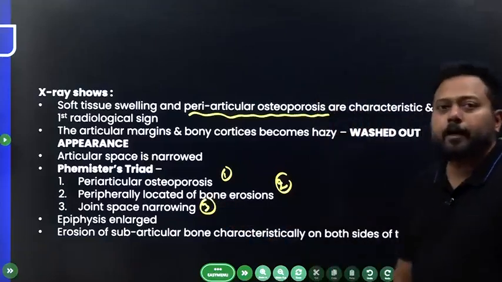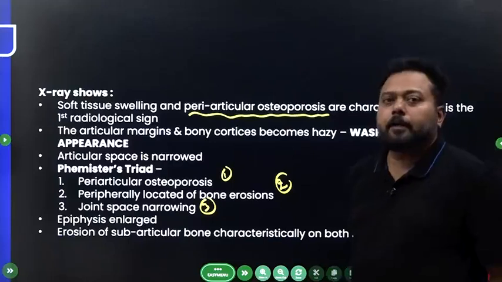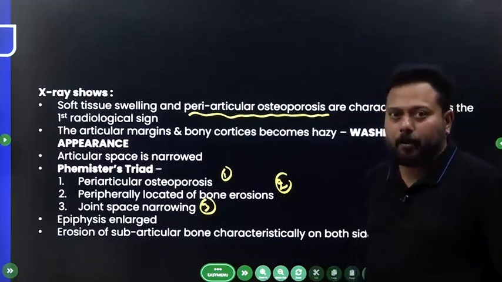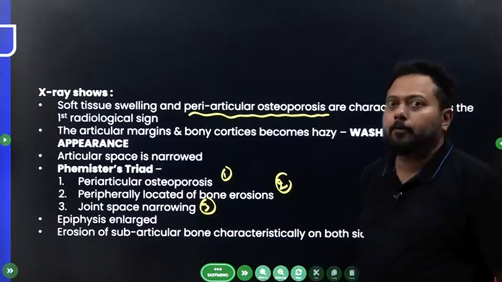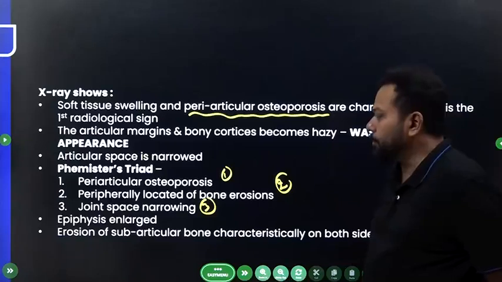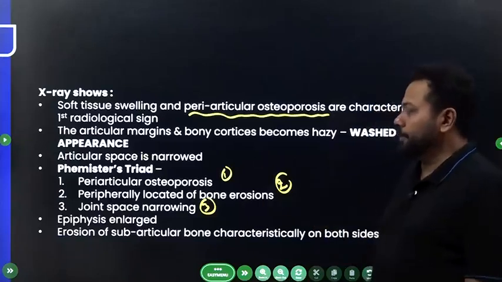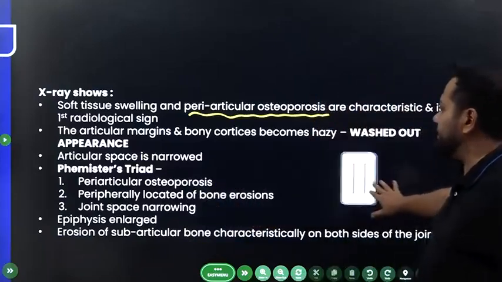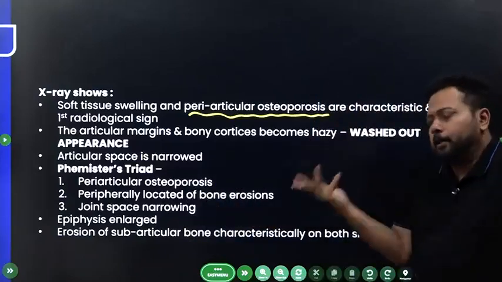So, Phemister triad is a very classical radiological finding of skeletal tuberculosis. Joint space narrowing, periarticular osteoporosis, peripherally located bone erosions. These three things are called Phemister triad. They may ask in exam in radiology, Phemister triad is characteristic of skeletal tuberculosis.